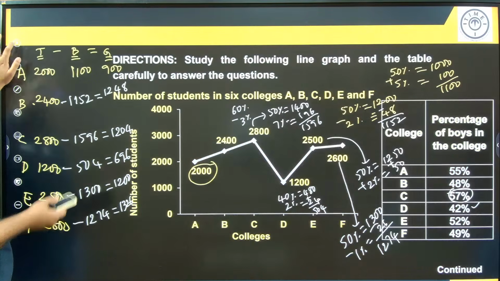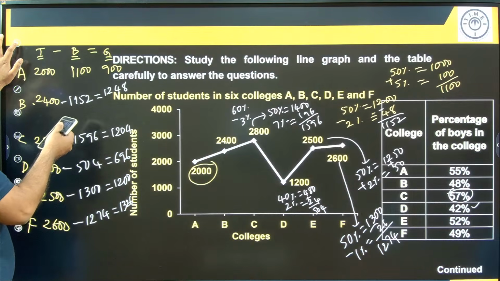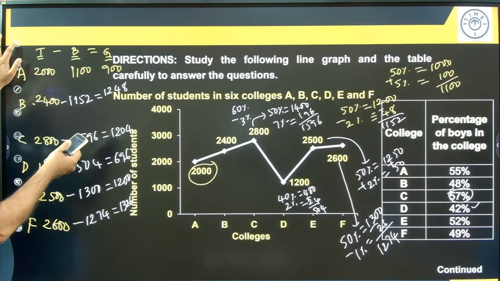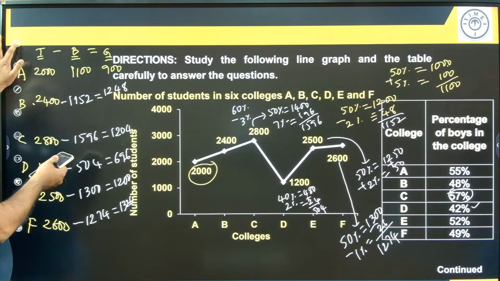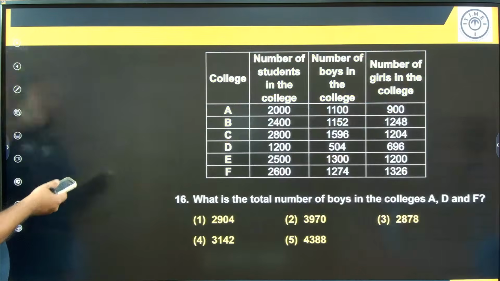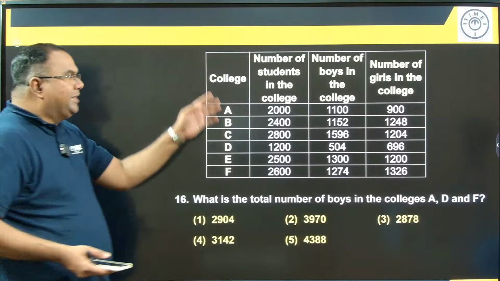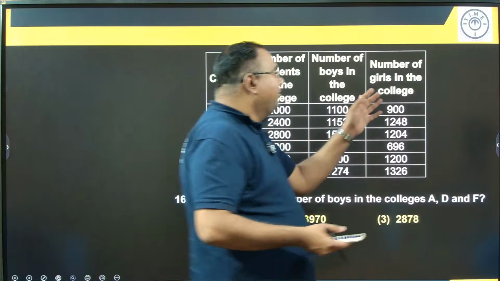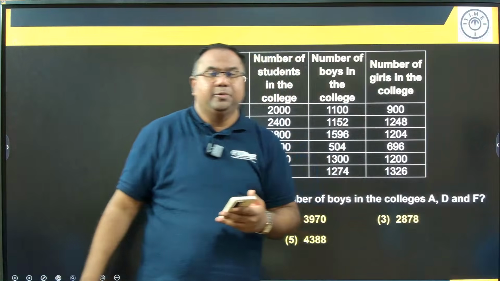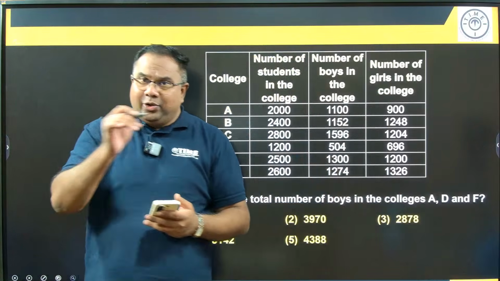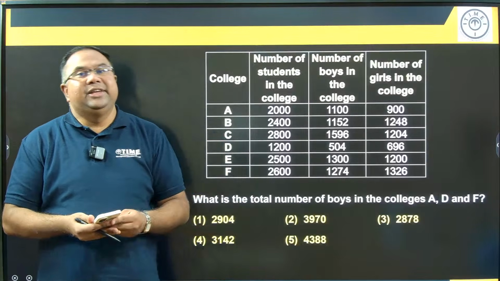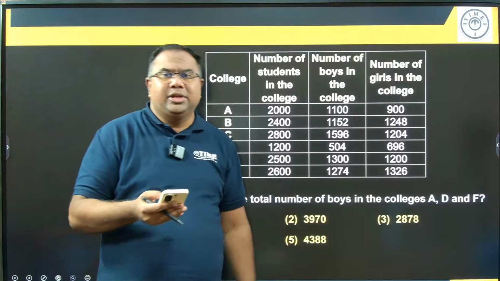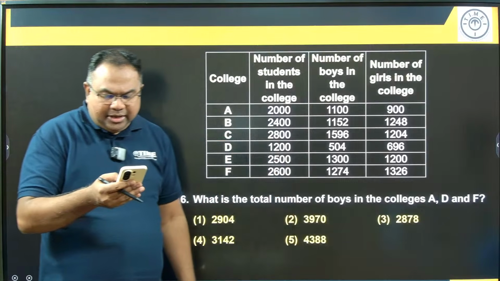1100, 900, 1100, 900, 1152, 1248, 1152, 1248, 1596, 1204, 504, 696, 1300, 1200, 1274, 1326. Total students, number of boys, number of girls. I got the entire information now. Once you write down like this on your rough sheet, then it will be easy for you to solve the question. Just like that, you can solve all the questions, right? So let's start.